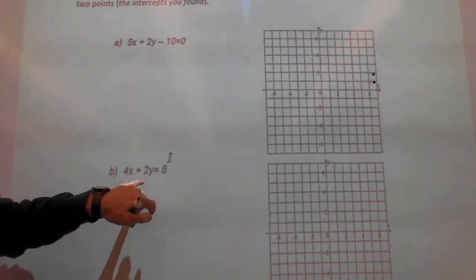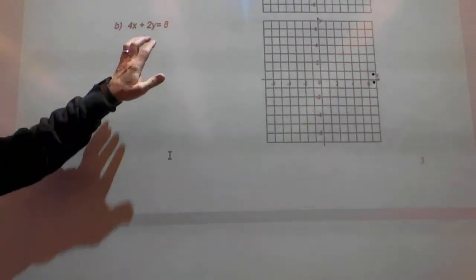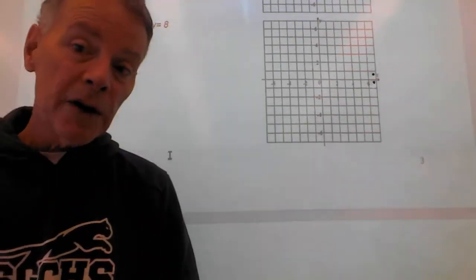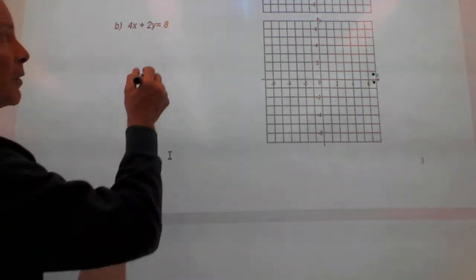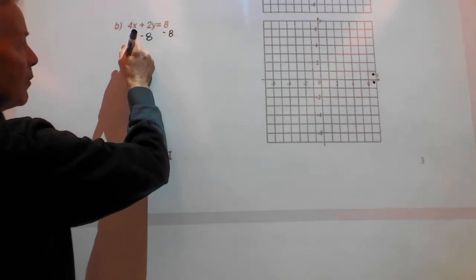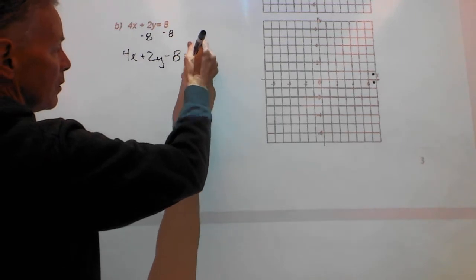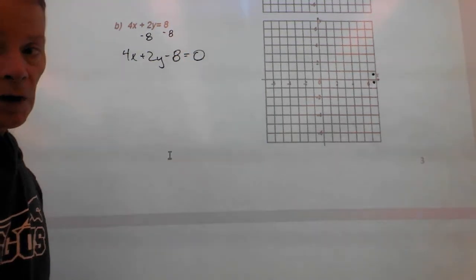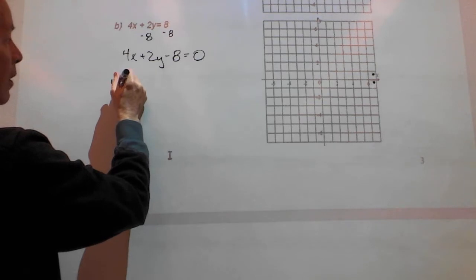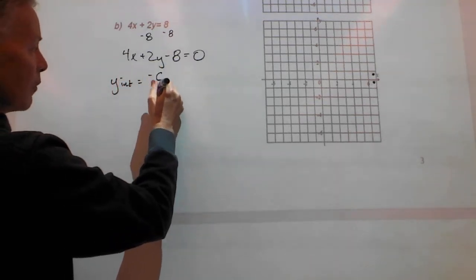Now, for B, since this one isn't in general form, sorry about that, you've got two choices. You can either put it in general form, right? You would simply subtract 8 from both sides. That would give you 4x plus 2y minus 8 equals 0. And then you can use the shortcut, right? Y-intercept equals negative c over b.